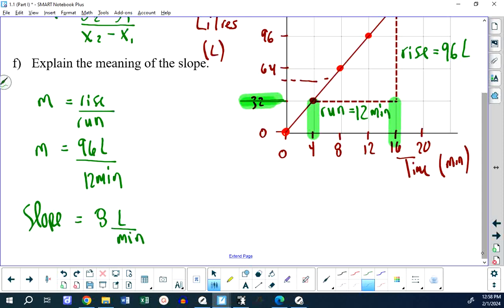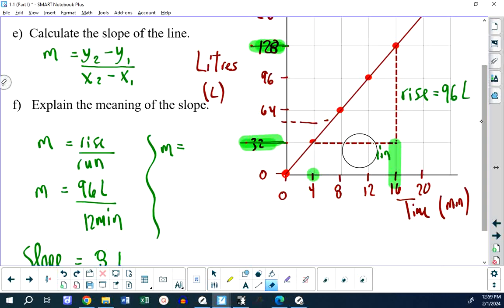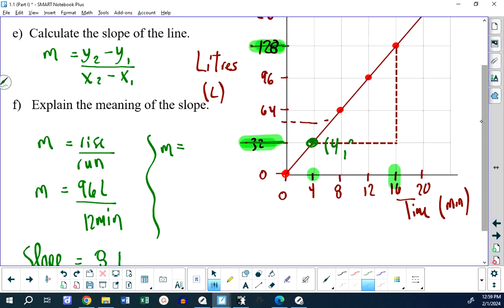So now, okay, we'll pause there. Are we okay with finding the slope with the triangle method? Okay. If you want to use the other method, it's really the same thing. It's just that you're not drawing a whole bunch of stuff. What you're saying is on the top, it's y minus y. In fact, I'm going to do it this way. I'm going to erase a few things here. And I'm just going to say that this point is at 4, 32. This point is at 16, 128.